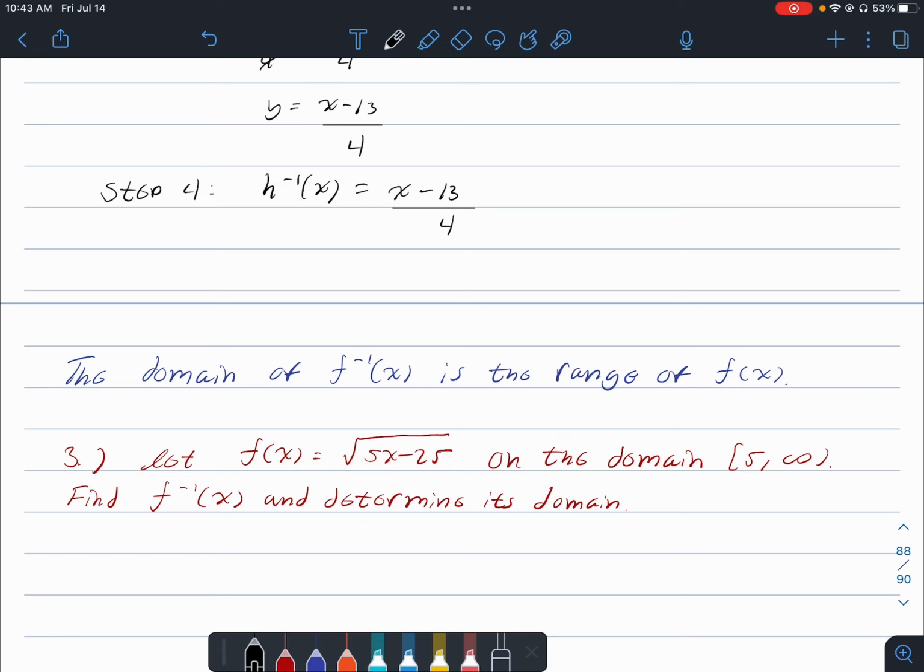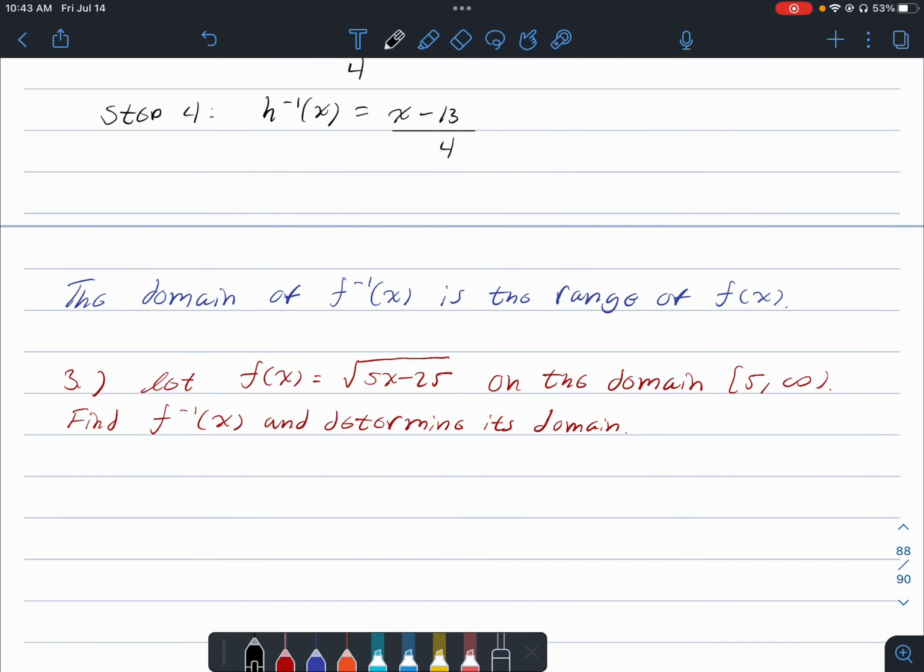Given its domain. So here we're going to let f of x equal the square root of 5x minus 25 on the domain 5 to infinity. And we want to find f inverse of x and determine its domain. So before we do anything, let's figure out what the domain is. So we know that this f of x is defined on 5 to infinity.